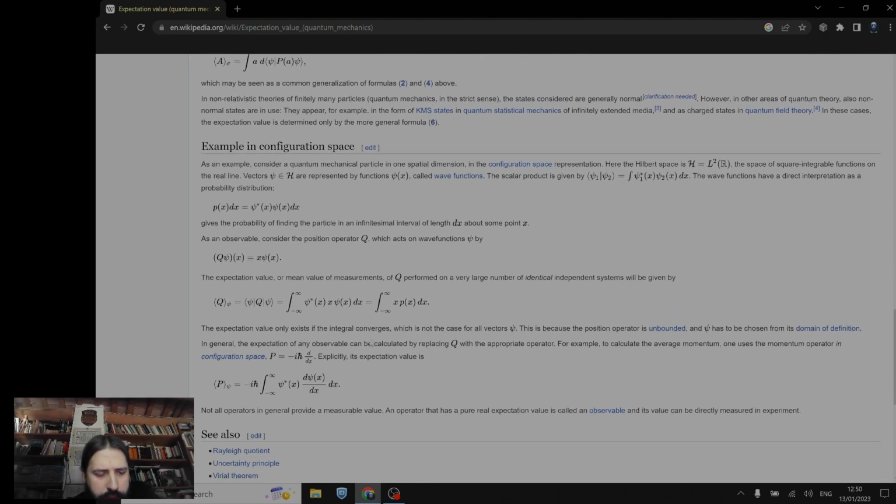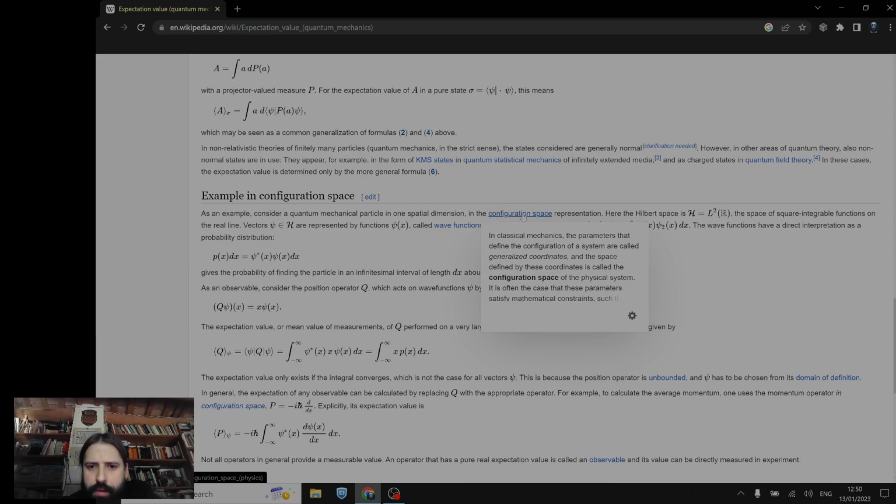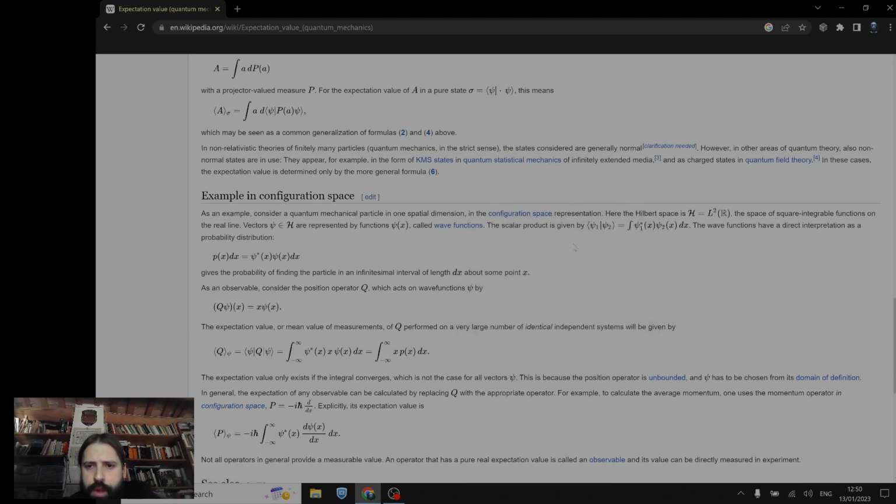Okay, so what is this here? So what is the example in configuration space? As an example, consider a quantum mechanical particle in one spatial dimension in the configuration space. In classical mechanics, the configuration defines a system, or is called the generalized configuration space of a physical system. Here, the Hilbert space is the space of square integrable functions on the real line, vectors are functions, called wave functions. The scalar product is given by this.